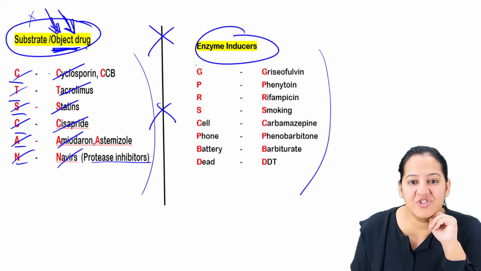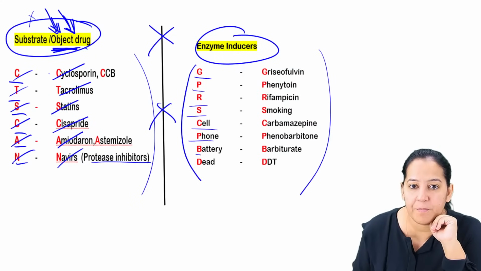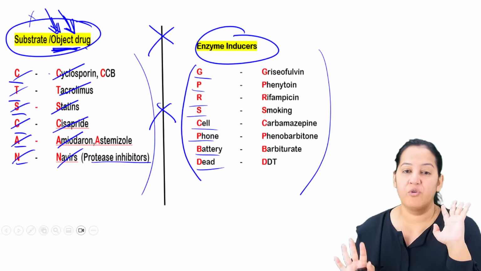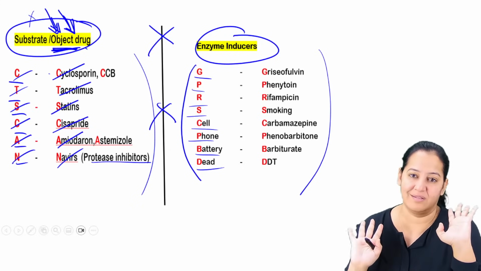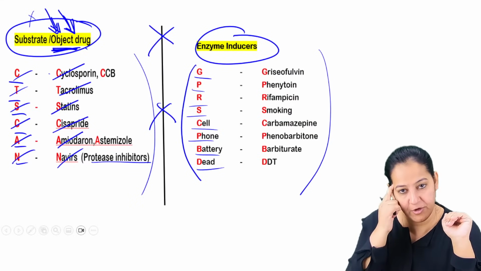For the inducers, the mnemonic is GPRS, cell phone battery dead. GPRS, cell phone battery dead. Now learn the full form. You have to learn, there is no way. Eat almonds, eat walnuts, sharpen your memory.